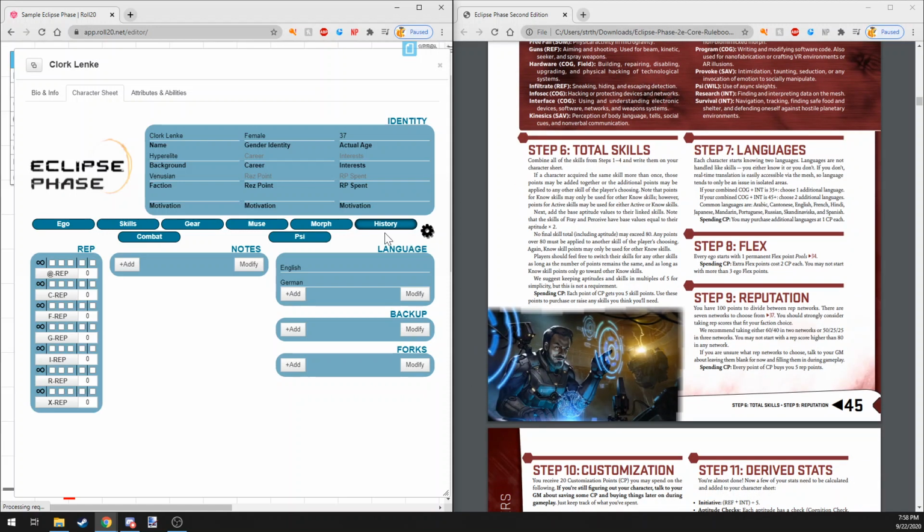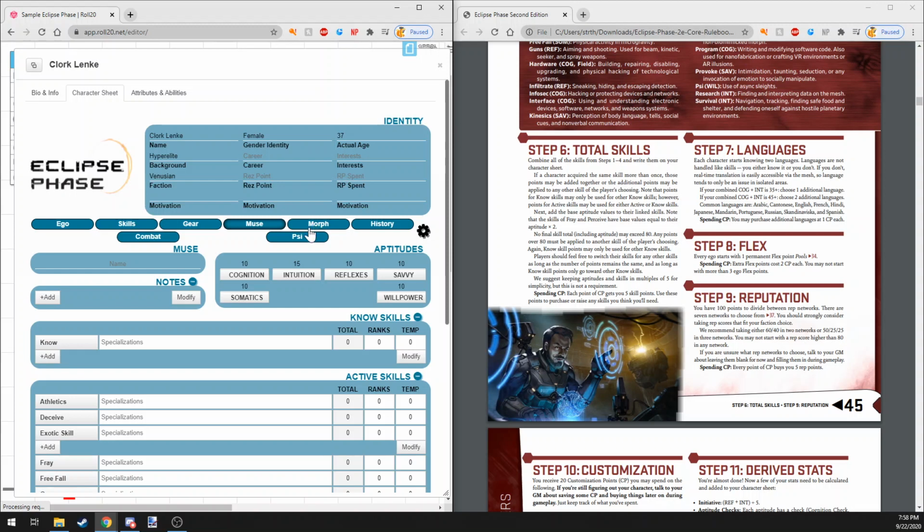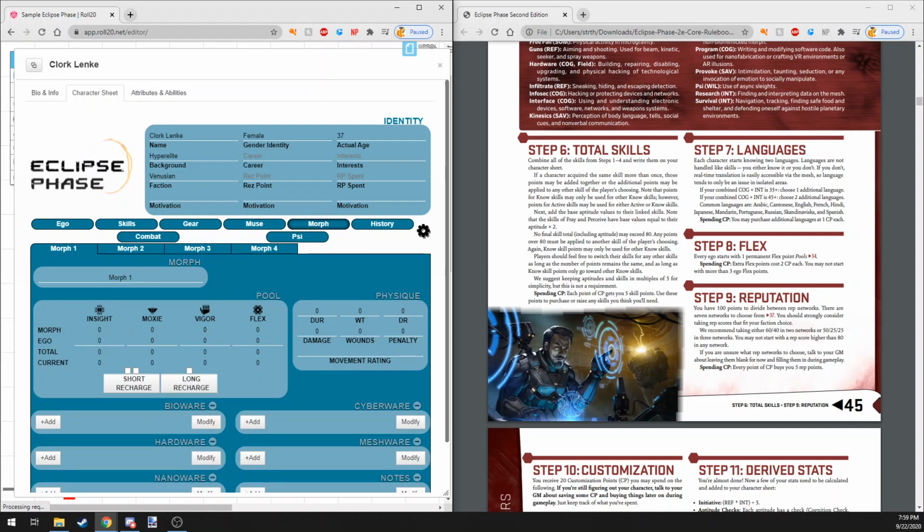So now we go to flex. Each character always gets one flex, and so that goes under morph. Your ego has one flex point. And then you go to reputation.